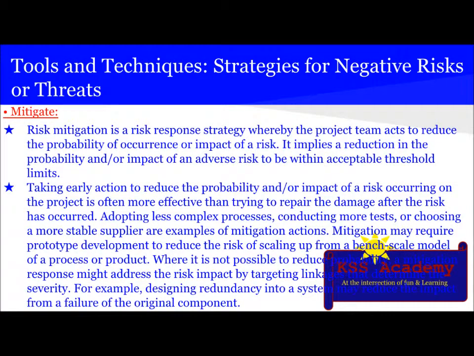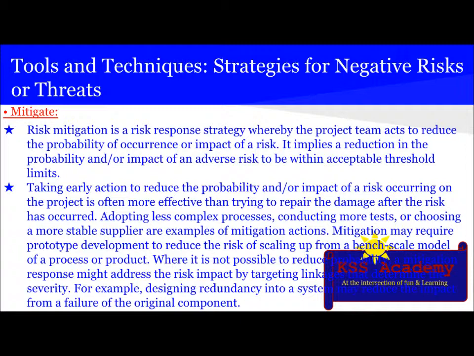Next is mitigate. Risk mitigation is a risk response strategy whereby the project team acts to reduce the probability of occurrence or impact of a risk. It implies a reduction in the probability or impact of an adverse risk to be within acceptable threshold limits. Taking early action to reduce the probability or impact of a risk occurring on the project is often more effective than trying to repair the damage after the risk has occurred. Adopting less complex processes, conducting more tests, or choosing a more stable supplier are examples of mitigation actions.